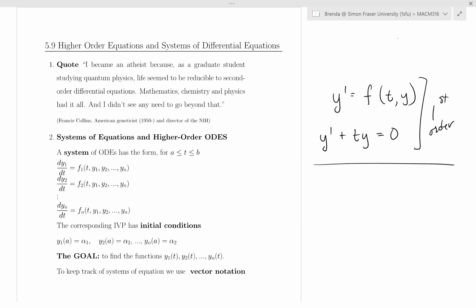It is also possible that we can have something that looks like this. That would be a second order equation, because we have a second derivative. So this is second order.